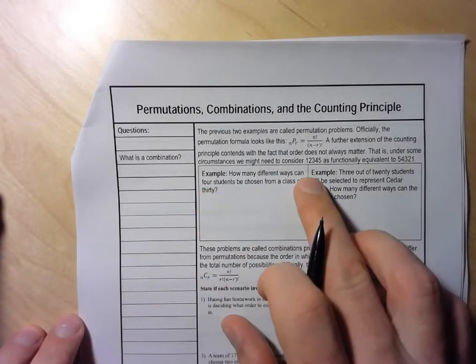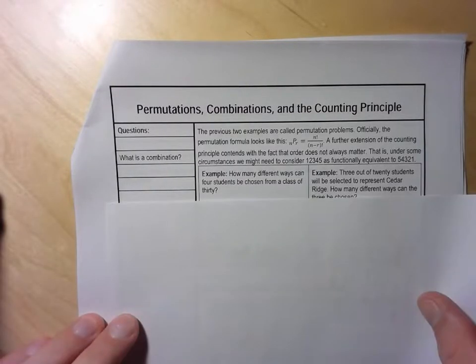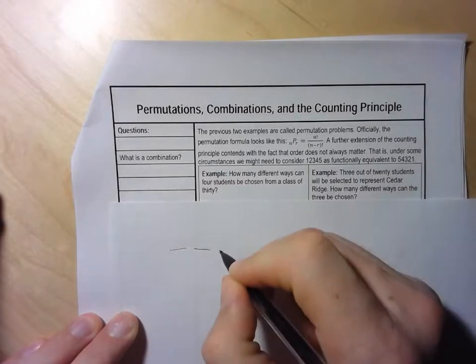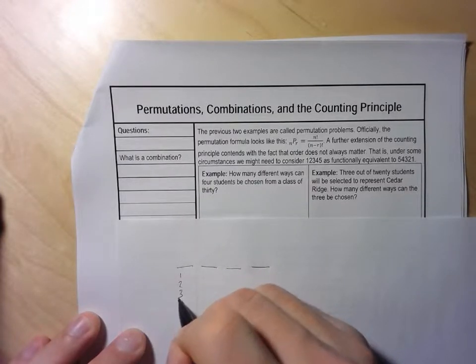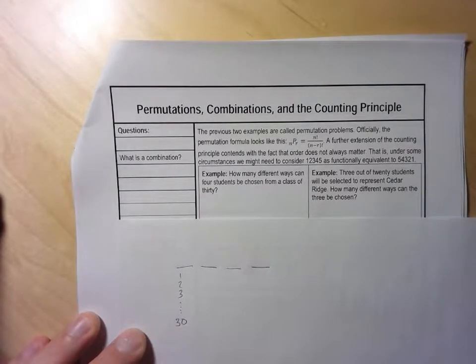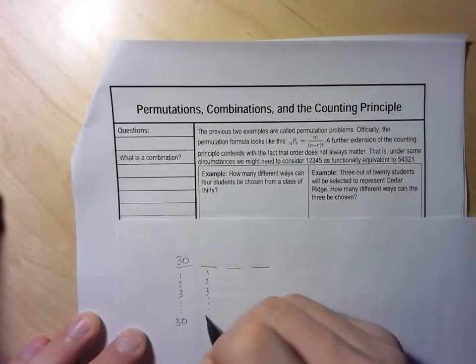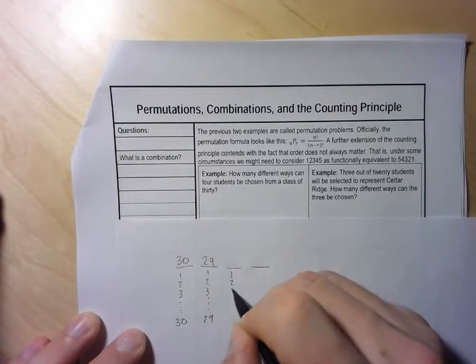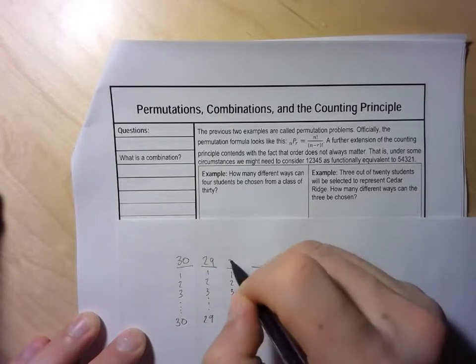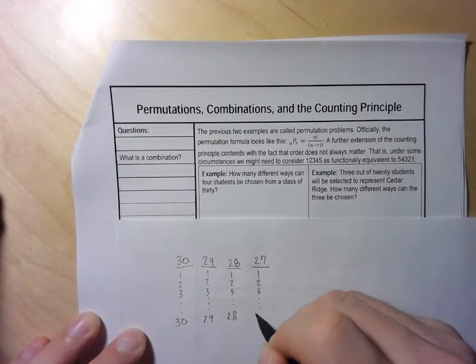So how many different ways can 4 students be chosen from a class of 30? Well, we have 1, 2, 3, 4 students, and there are 1, 2, 3, all the way up to 30 possibilities for the first one. And then now there are 29 remaining possibilities for the second one. And then 28 possibilities remaining for the third, and 27 possibilities remaining for the fourth student.